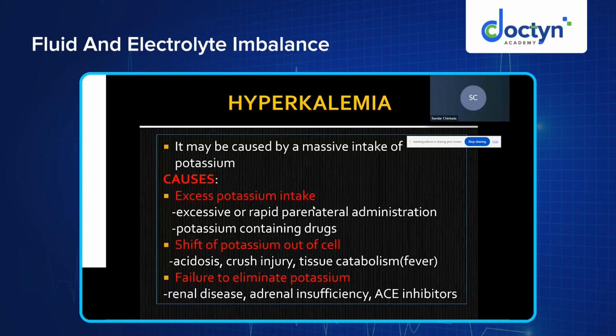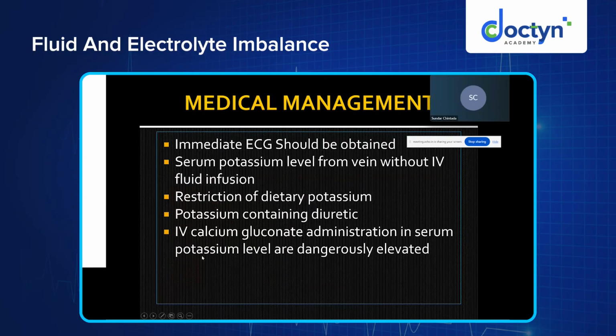So it is not just renal disease, it is adrenal insufficiency, it is the antihypertensive drugs. When we talk about the shifting of potassium out of the cell: acidosis, mostly metabolic acidosis; crush injury, any tissue or muscle crush injury causing the movement of potassium out; tissue catabolism, especially fever. And if you give more potassium, either through parenteral IV intake or potassium containing drugs, it can be a cause of hyperkalemia. So an immediate ECG should be obtained.